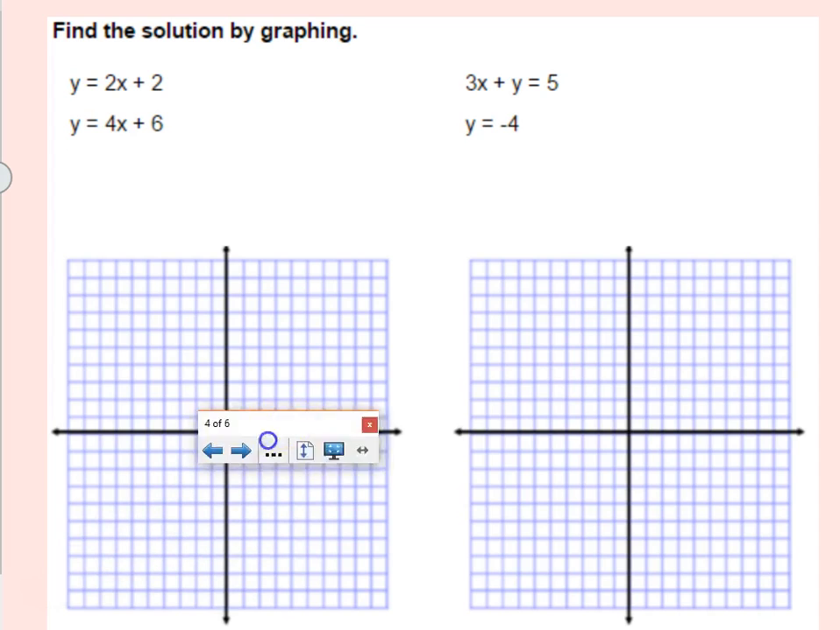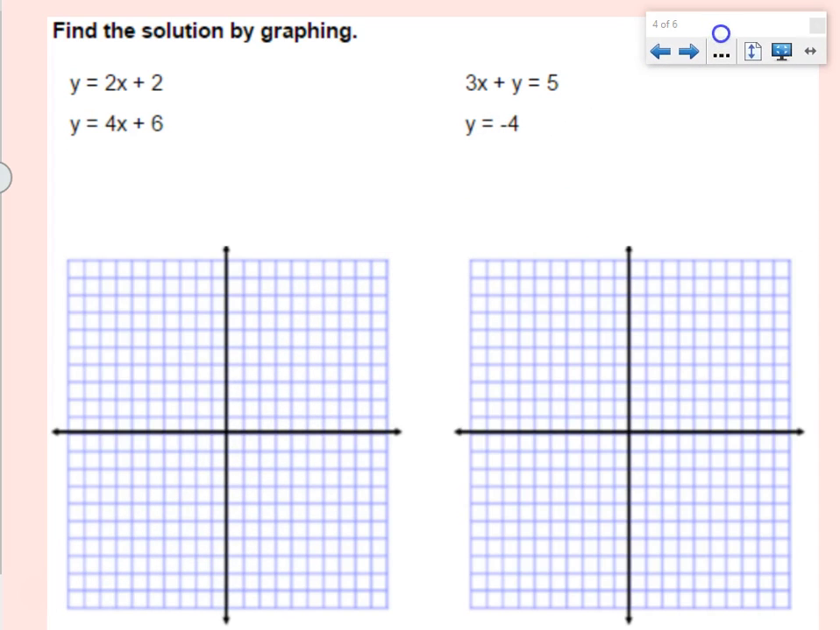Find the solution by graphing. So our first step is to make sure it's in y equals mx plus b form. For our first example, these are both in the correct form. For our first equation, our m is 2, which I'm going to write as 2 over 1, and our b is 2. Start on the y-axis, go up to 2. Start in the middle of your graph, at 0, 0, go up 2, right there. Slope of 2 means we go up 2 over to the right 1.